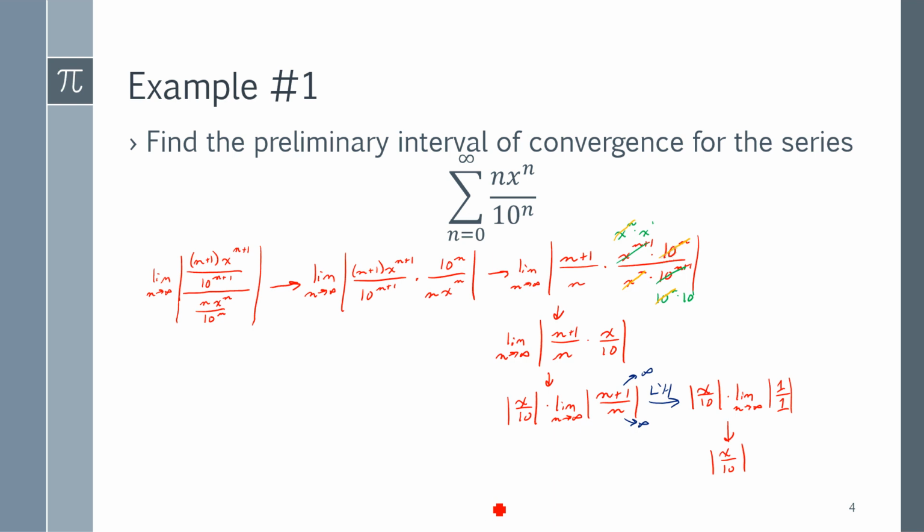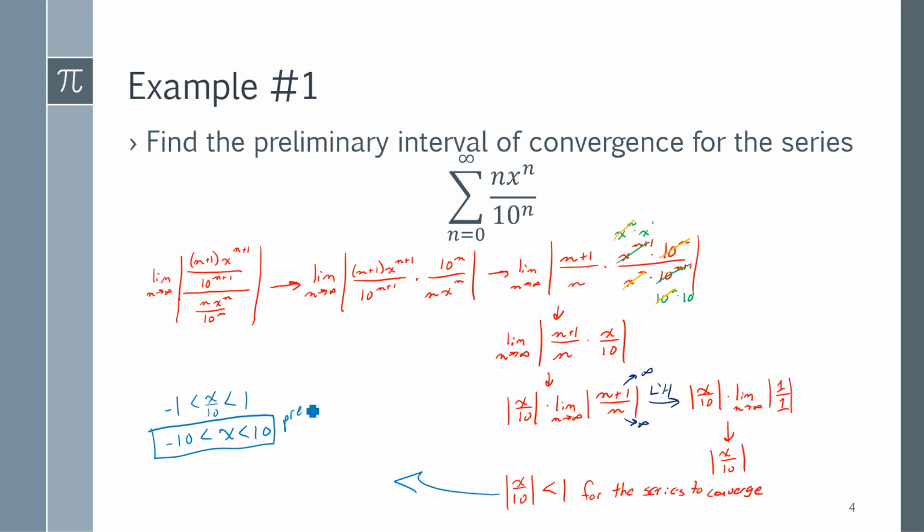Well, the absolute value of x over 10 needs to be less than 1 for the series to converge. I can solve that. To get rid of the absolute value, that means that x over 10 needs to be between negative 1 and 1. Multiply everything by 10. And here is a preliminary interval of convergence.